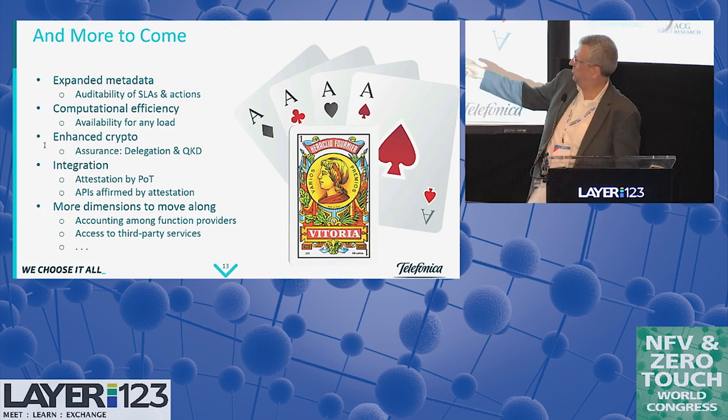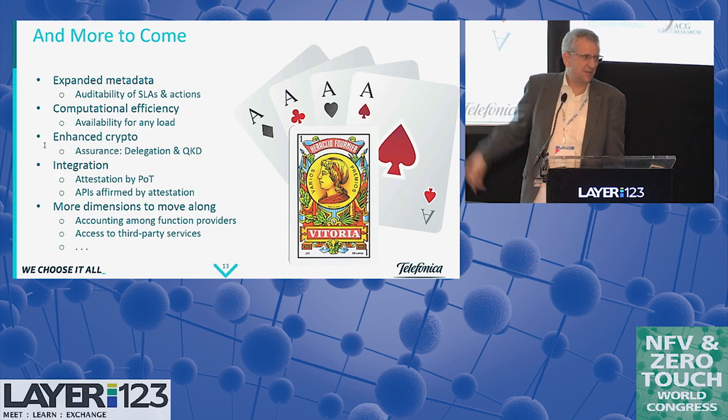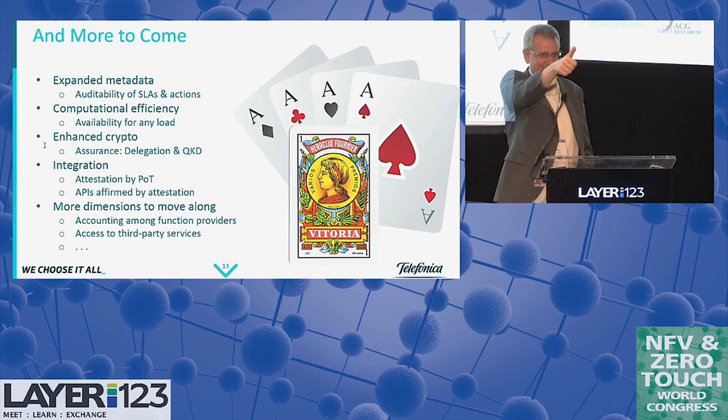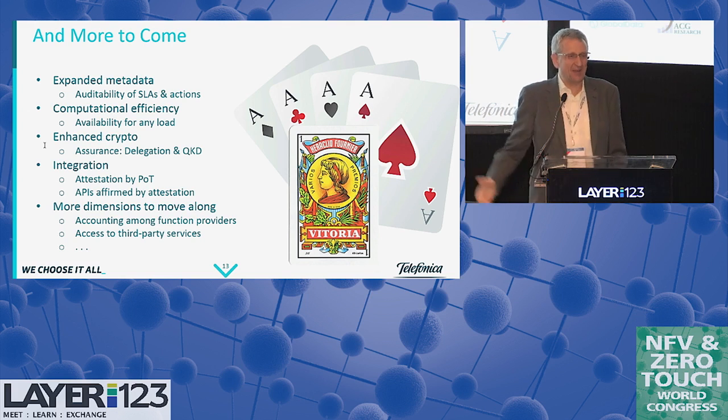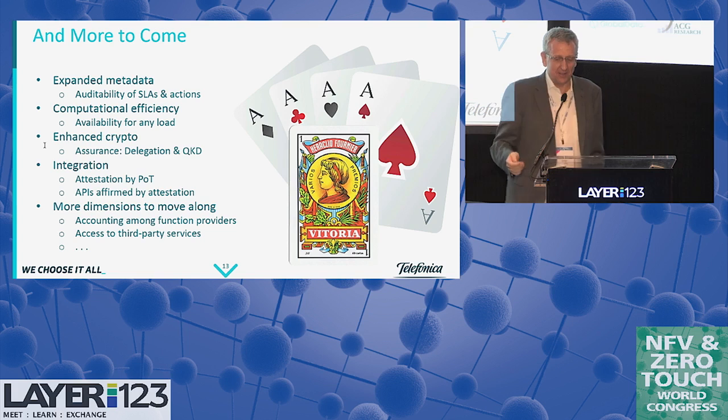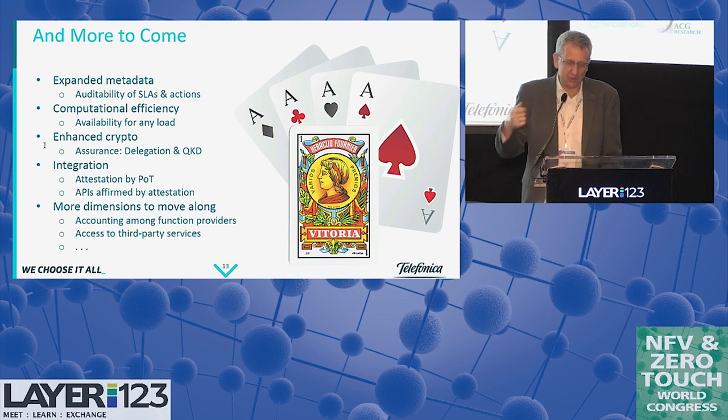And well, basically, just for you, do you know what this is? This is the ace of gold in the Spanish card deck. Exactly. And that's why I will say, if you look at it, everything is about ACE: adaptability, availability, assurance, attestation, accounting, access, etc.